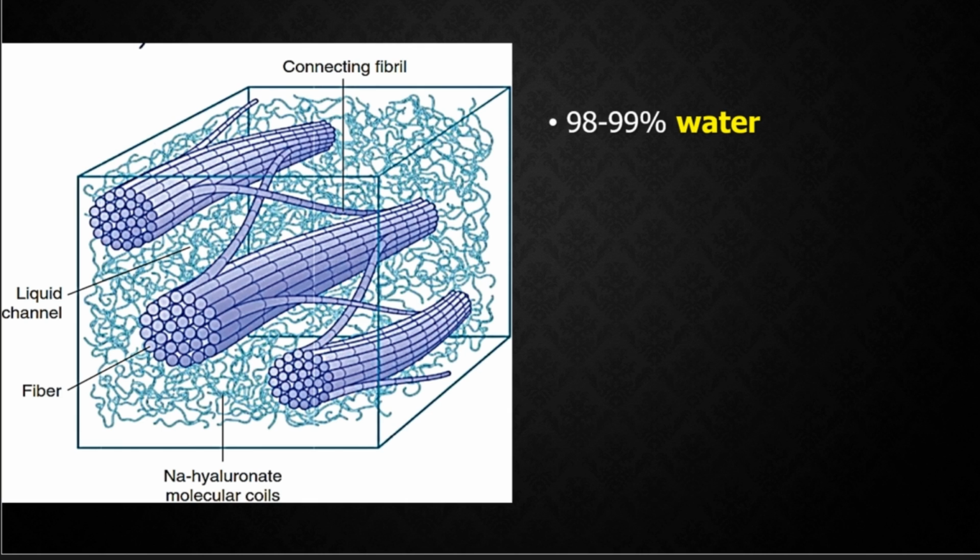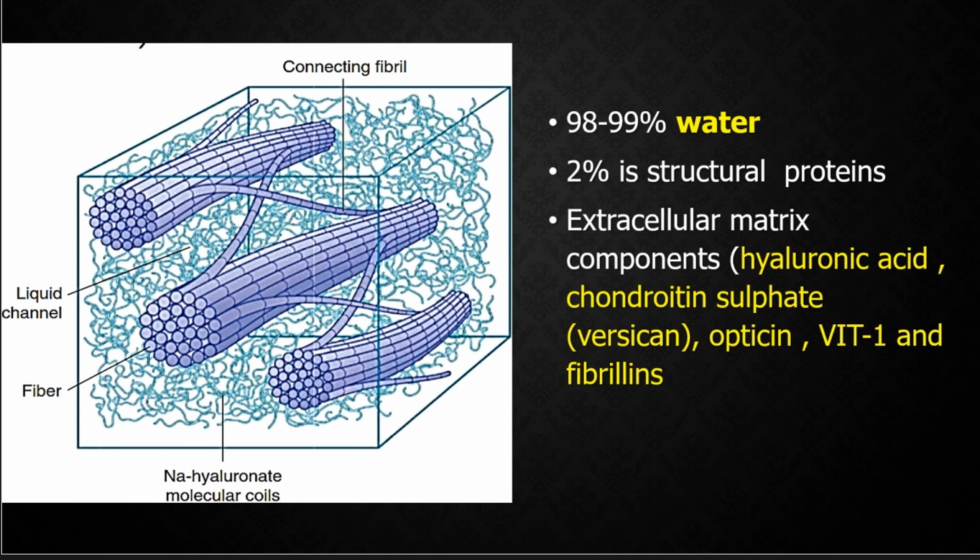The vitreous humor is basically formed of about 98 to 99% water and 2% structural proteins. Now when we talk about the proteins, the major protein here is collagen, and specifically it is type 2 collagen. This fine diameter type 2 collagen is entrapped in the large coils of hyaluronic acid molecules. Apart from the structural proteins, there are also some extracellular matrix components within the vitreous, and these are hyaluronic acid, chondroitin sulphate, opticin, vitreous 1 protein, and fibrillins.